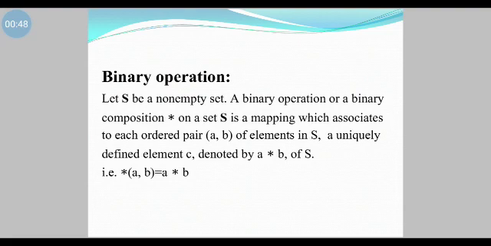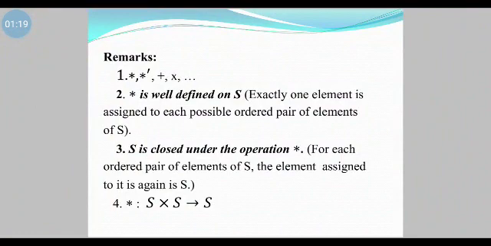Let S be a non-empty set. A binary operation or a binary composition star on a set S is a mapping which associates to each ordered pair A, B of elements in S a uniquely defined element C, denoted by A star B, of S. That is, star of (A, B) is equal to A star B. Here C denotes the product A star B, and the element A star B must be an element in S. Then we can say that star is a binary operation on S. Instead of star, we can use notations like star dash, plus, multiplication, etc.